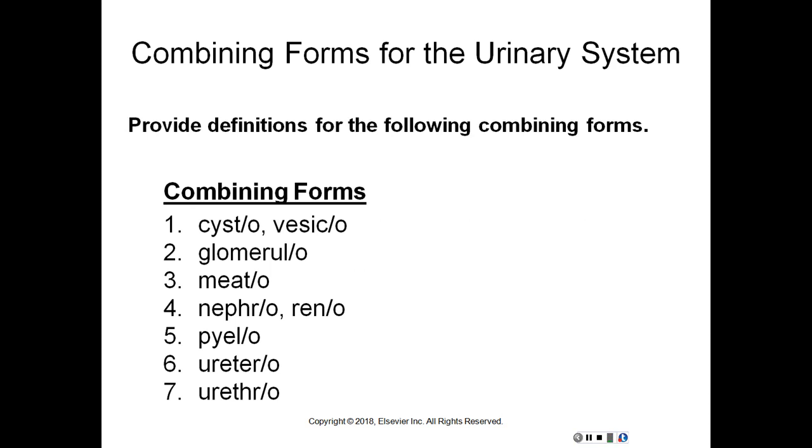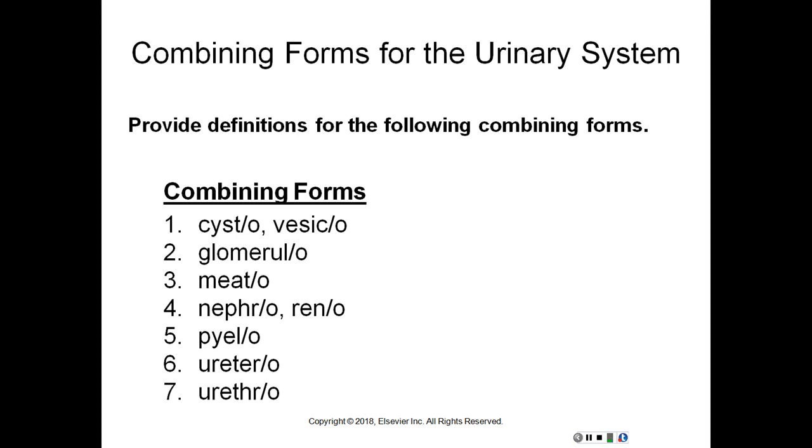Meato means meatus or opening. Then we have two combining forms that both mean kidney, nephro or reno. Pielo is renal pelvis. Uretro means ureter. And urethro means urethra. So again, some of those are just adding the O to the end to make the combining form. Otherwise, like for bladder sac, those are totally different terms. So again, you just have to memorize those.